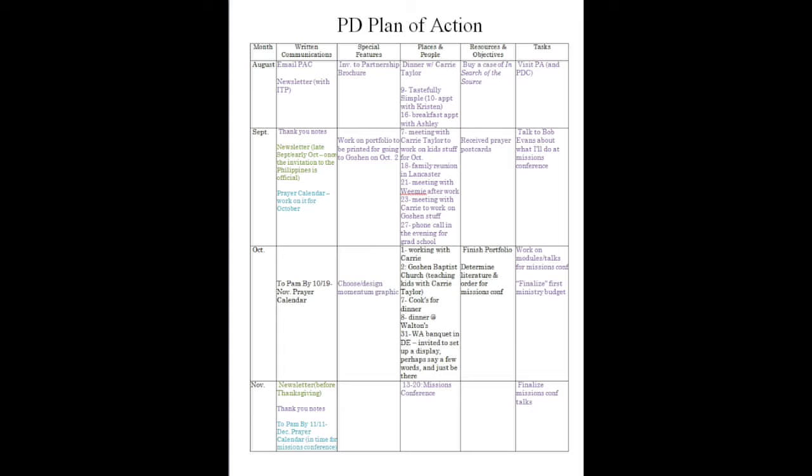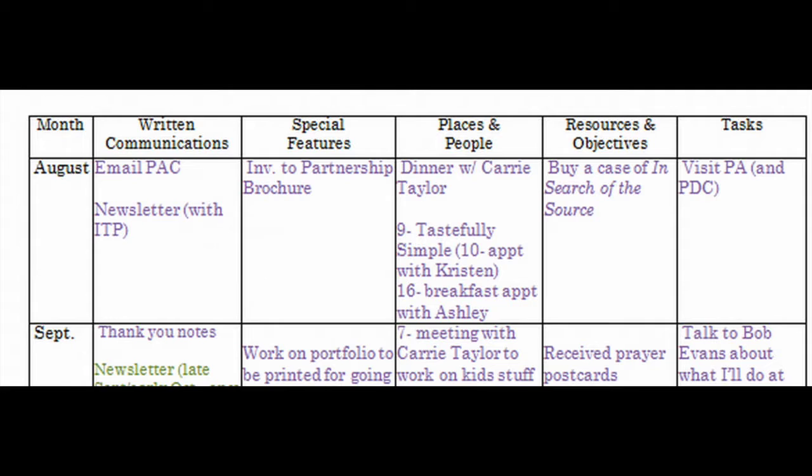Your paper looks something like this here, where you have a column that goes down the left where you can put in the months. And then on the top bar, you have written communications, special features, places and people, resources, objectives, and tasks. And so these are columns that you put down for that month. This is what you're going to do. What are you going to do about a written communication?